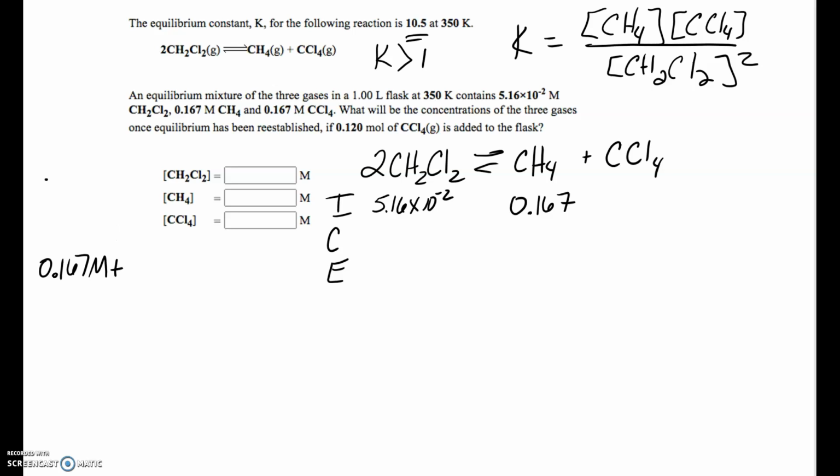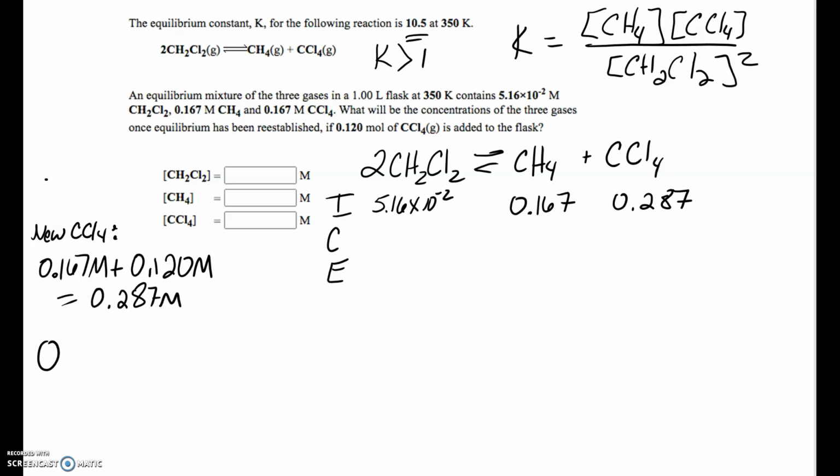So we can add the 0.120 of the CCl4 to the initial, that's the 0.167, and we can get our new value. Now all of a sudden these concentrations, if we put these into the expression, would not equal 10.5. Now we're at the same temperature, so we're not at equilibrium anymore. Something's going to happen. There's going to be some shifting either left or right, and we'll get back to where our K does equal 10.5, and we're going to have new concentrations, and those we're going to see down there in the E from the ICE table.